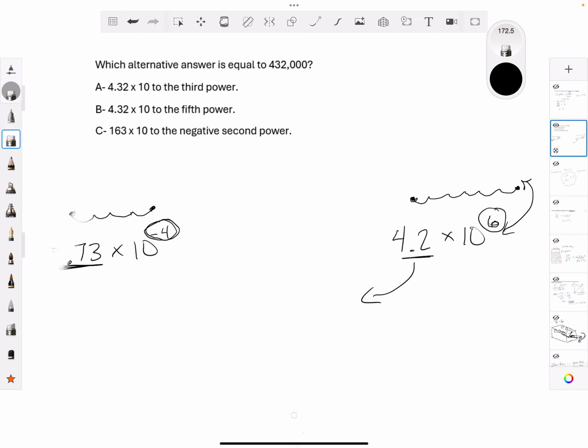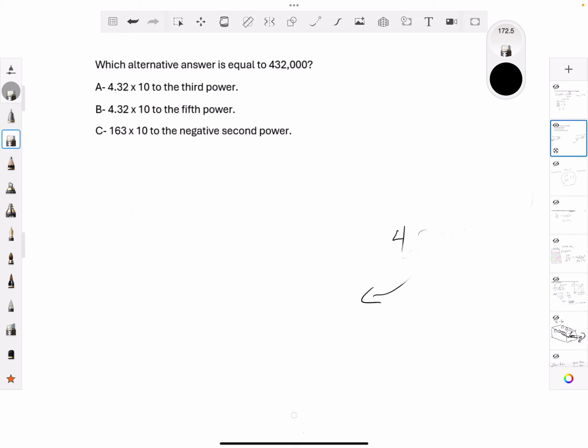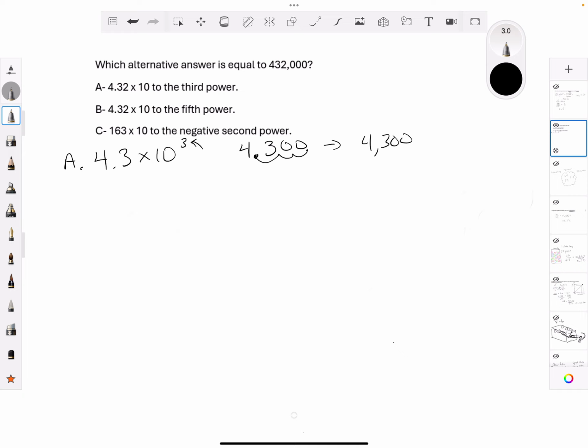Let's see if I can just erase this real fast. Okay, so we have the option here. We have this number, 432,000. So 432,000 as scientific notation. What we're going to do is just look at each answer. So we'd have A. We're going to do 4.3 times 10 to the third power. Just by seeing this third power, I know this is a larger number, right? So I take 4.3 and I move it to the right 1, 2, 3 spots, and this is going to be 4,300. That is not equal to 432,000. So this is not the right answer.